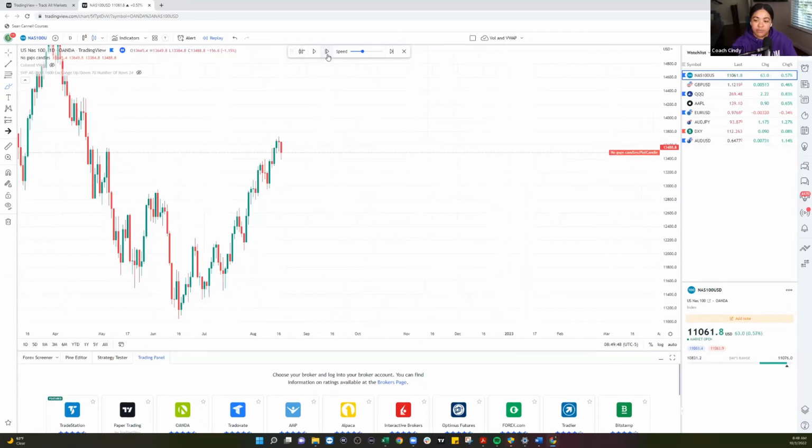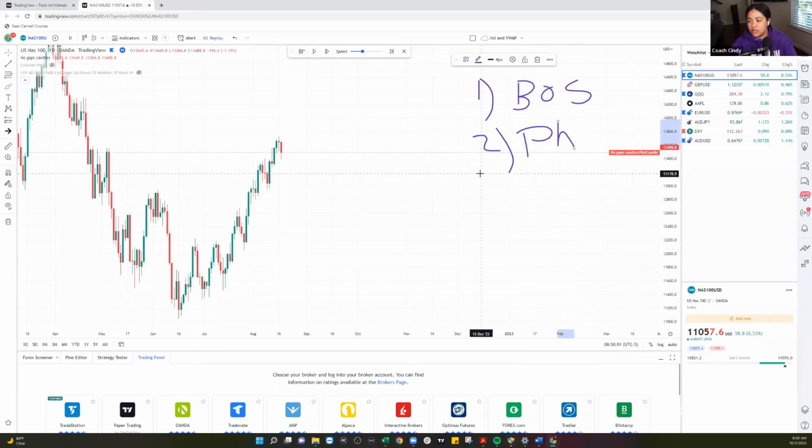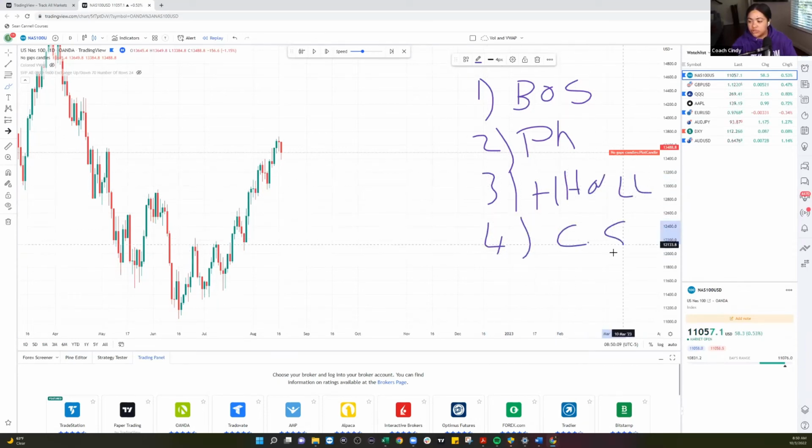See, still going up. Okay, so we have a drop. Let me just write down the criteria. BOS was the break of structure. We have the phases. We had, was it a higher high or lower low for a downtrend? And then, of course, candle structure. Okay, so you would continue buying. So now that you've had the criteria, we want to keep on entering.